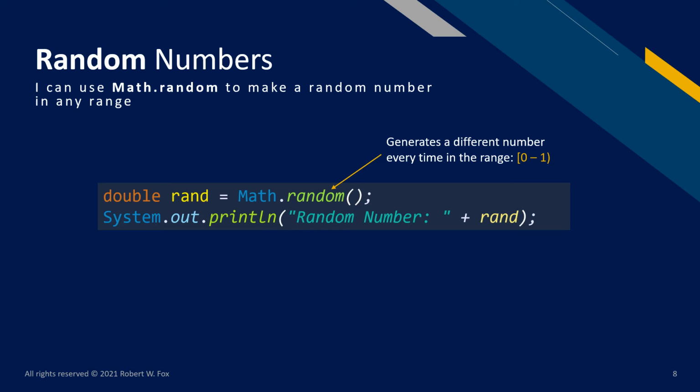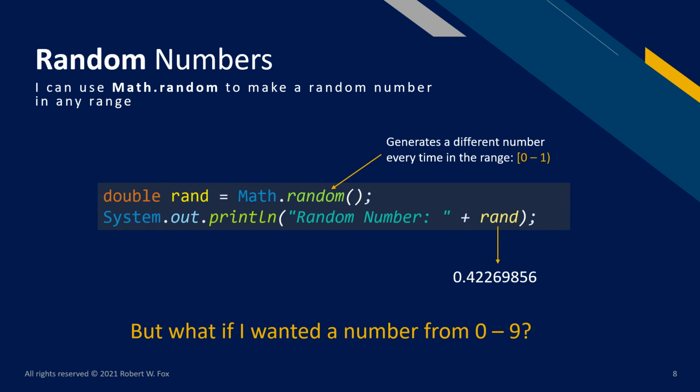Now, if we were to create and print such a number, we might get something like 0.422, etc. And while this is a random number, it probably isn't that useful because it's just a decimal. And so I wonder, how could we work with this and get a number in the range from 0 to 9?